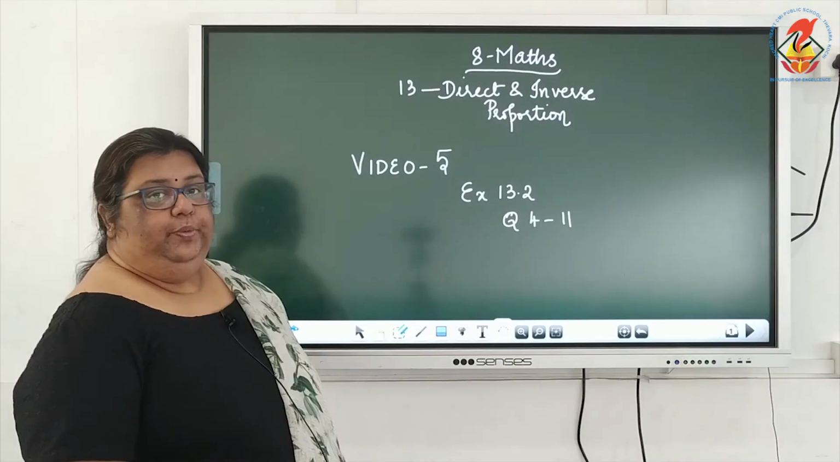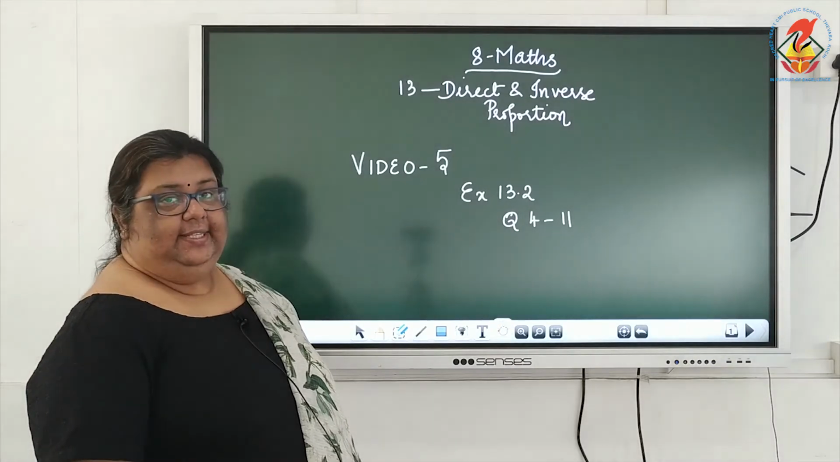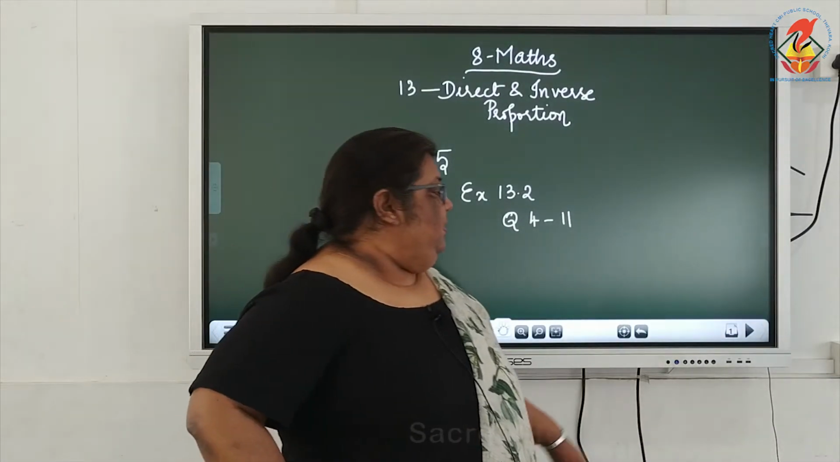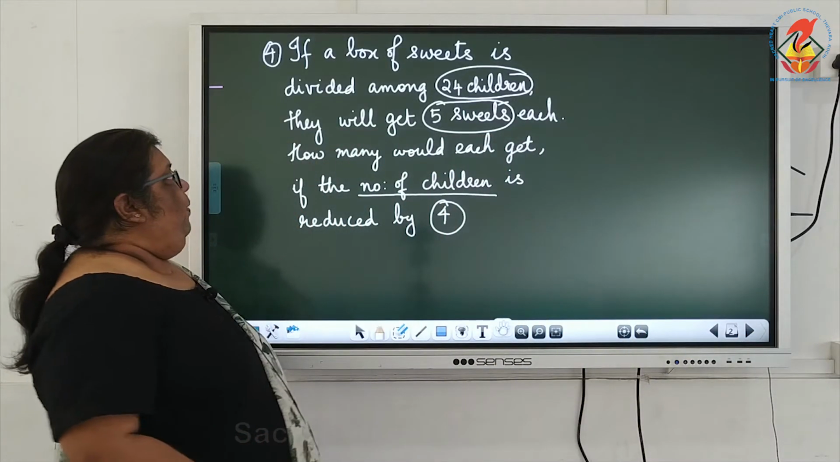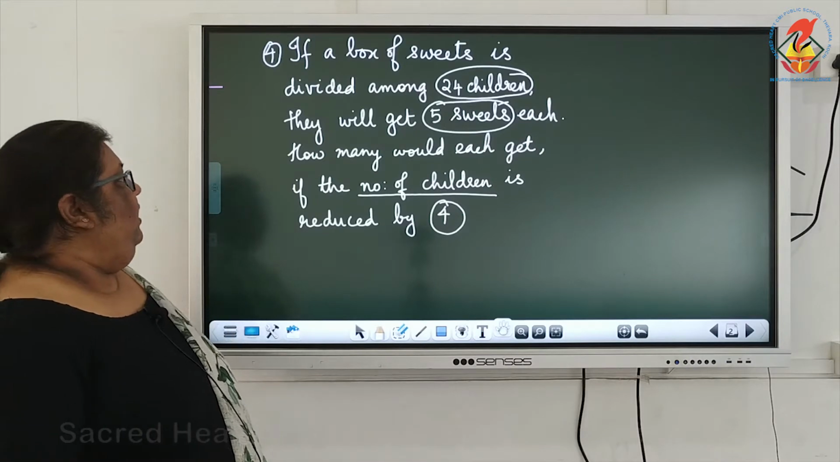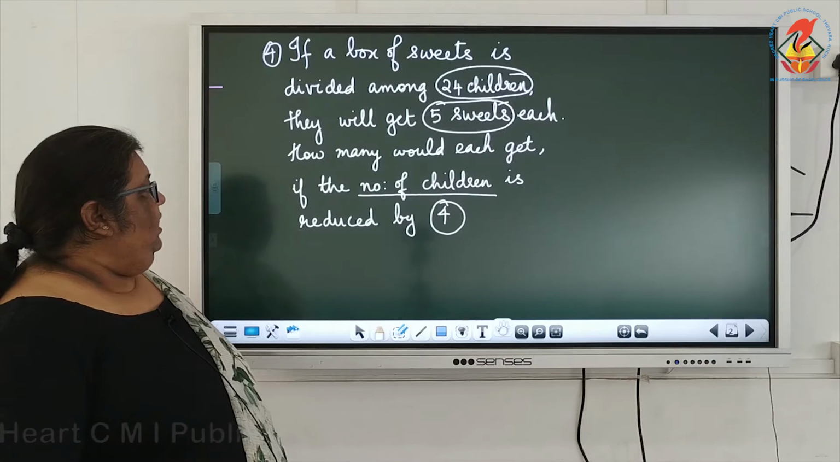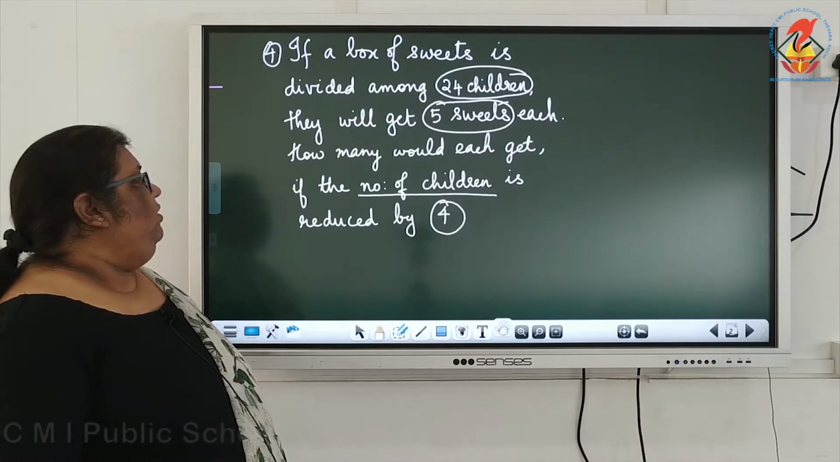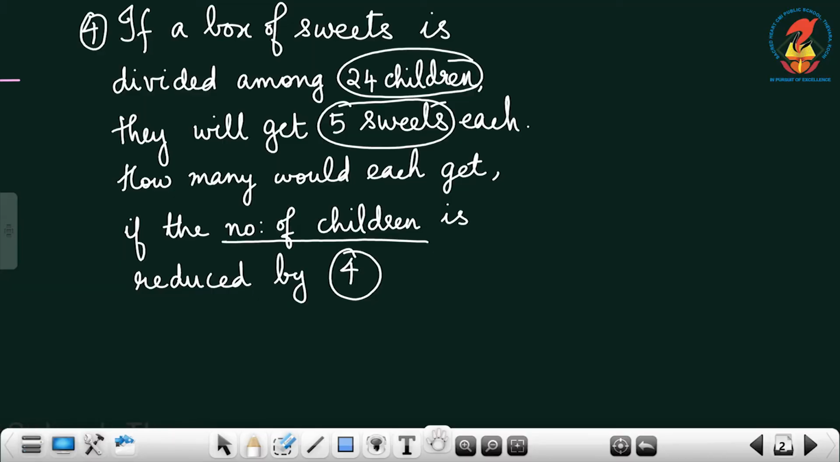Children will continue with problems based on inverse proportion. Exercise 13.2 from question 4 onwards. If a box of sweets is divided among 24 children, they will get 5 sweets each. How many would each get if the number of children is reduced by 4? So there are 24 children, okay?